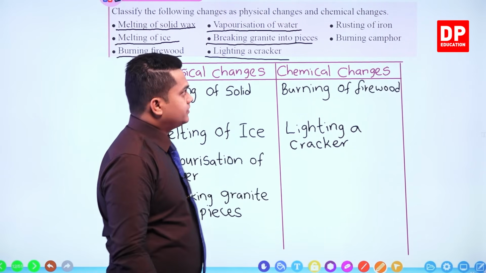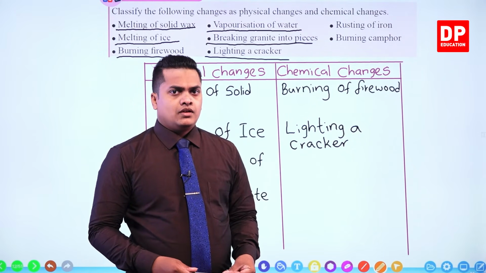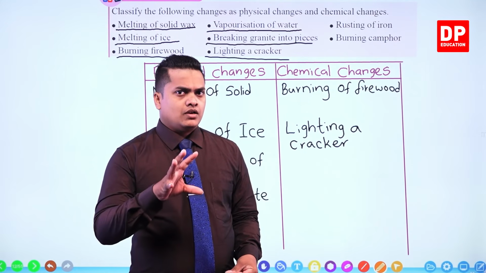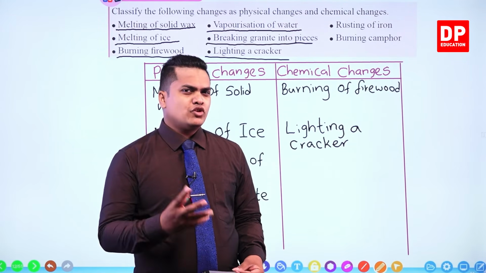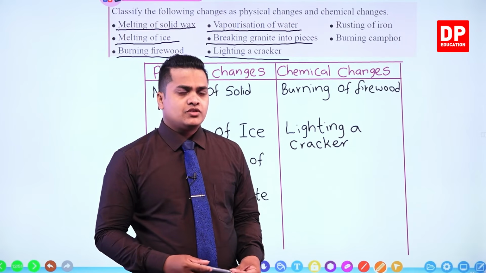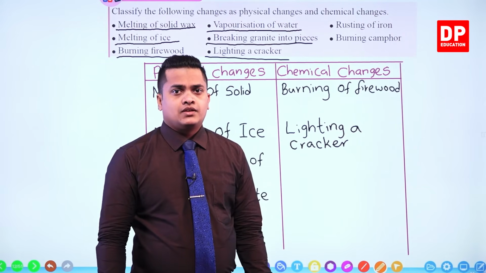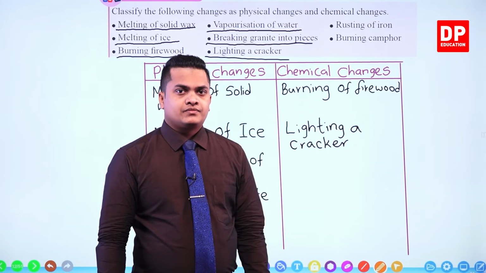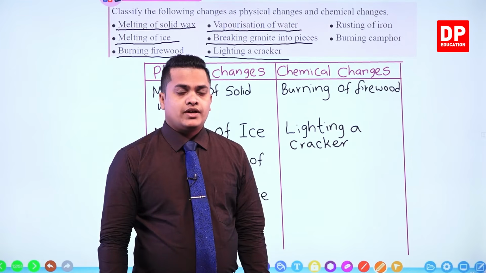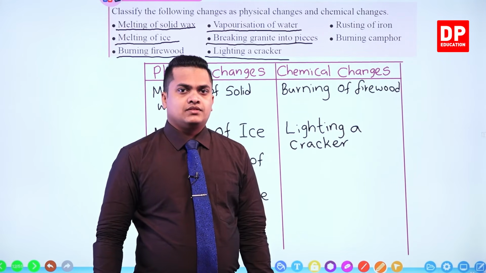Next one, rusting of iron. During the process of rusting of iron, iron is going to change its physical nature. The lustrous nature of the iron is going to change. A brown color substance is going to form on the surface of iron. And if you keep that for a longer time period, like a month or two, or a year or two, the whole iron will break down into very small pieces.